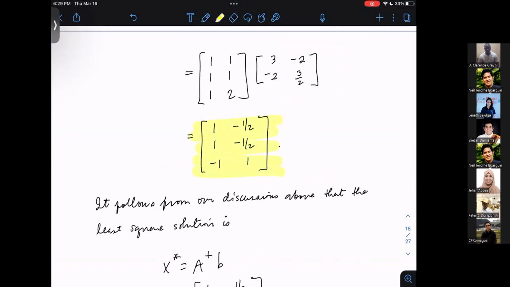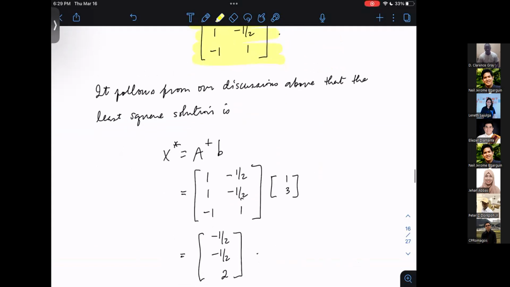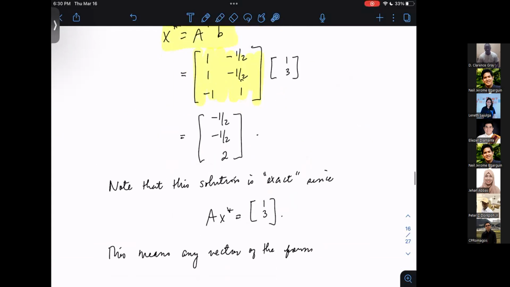Actually, this is the unique pseudo inverse. Okay. And then we can use the pseudo inverse to get the solution to our rectangular system, right? So again, X star, the least square solution, is A plus times B. A plus was computed to be this guy, times the right-hand side 1, 3 in our problem. Then you'll get -1/2, -1/2, 2.